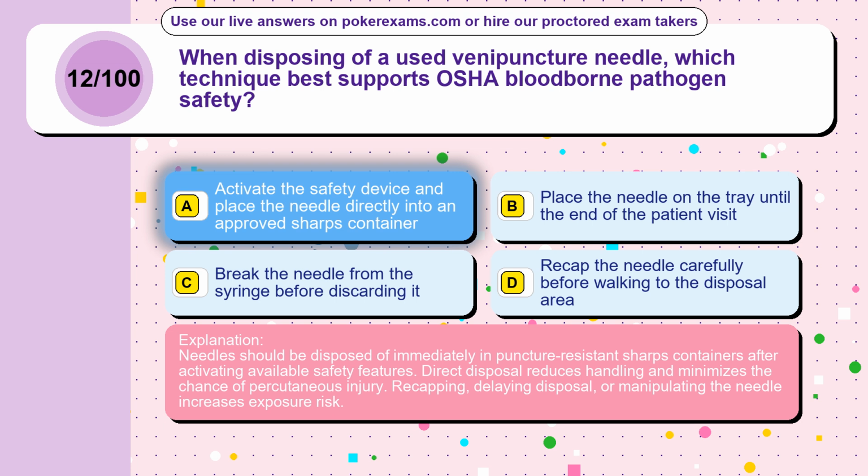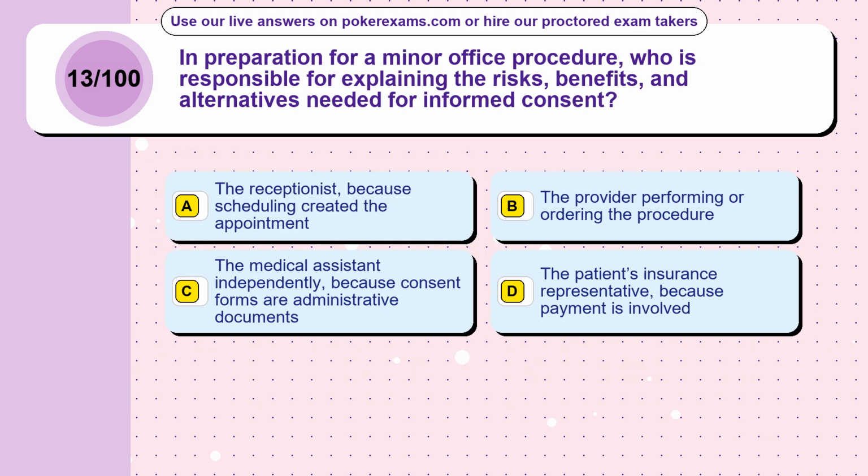Question 13. In preparation for a minor office procedure, who is responsible for explaining the risks, benefits, and alternatives needed for informed consent? Option A. The receptionist, because scheduling created the appointment. Option B. The provider performing or ordering the procedure. Option C. The medical assistant independently, because consent forms are administrative documents. Option D. The patient's insurance representative, because payment is involved.